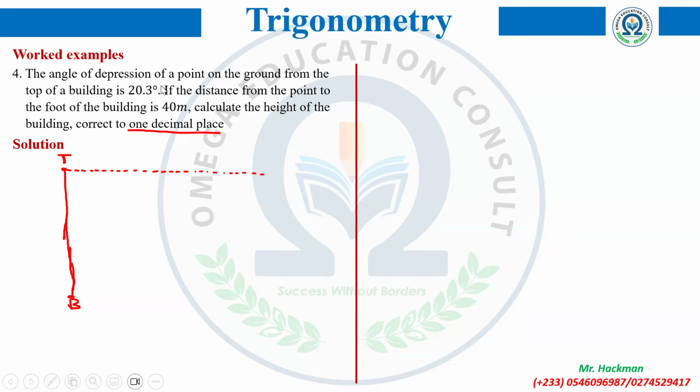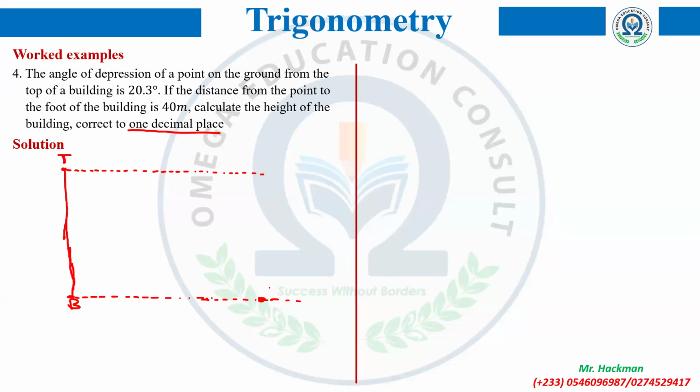Here we are told the depression of a point on the ground from the top of a building. So let me assume this is the point on the ground. This is the ground level as well, where the bottom or the foot of the building will be. On this ground level, I have a point that I want to sight from the point T. So let me fix this point. This is the point that I want to sight.